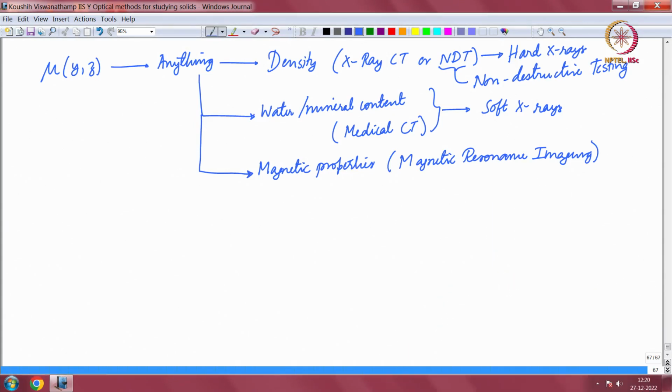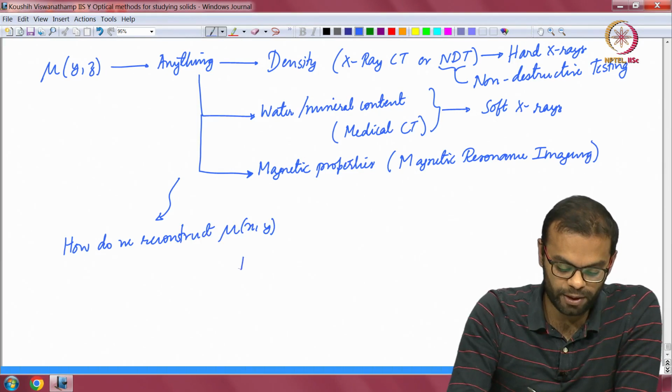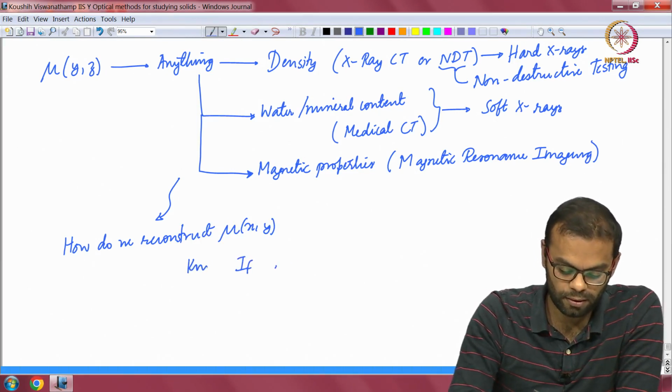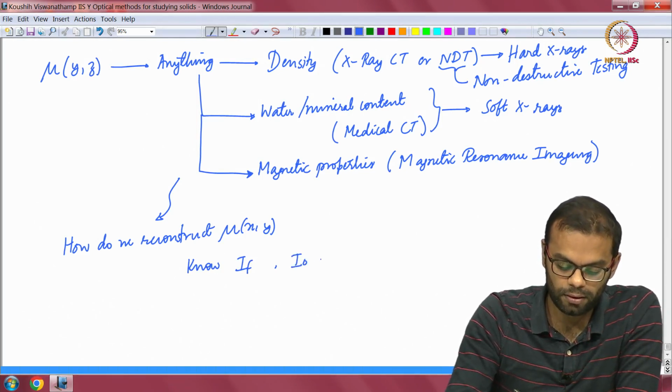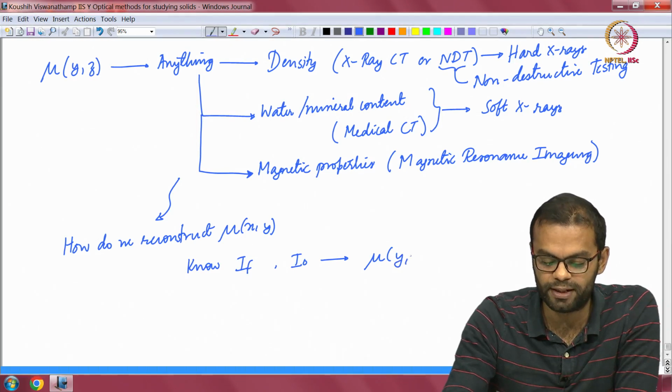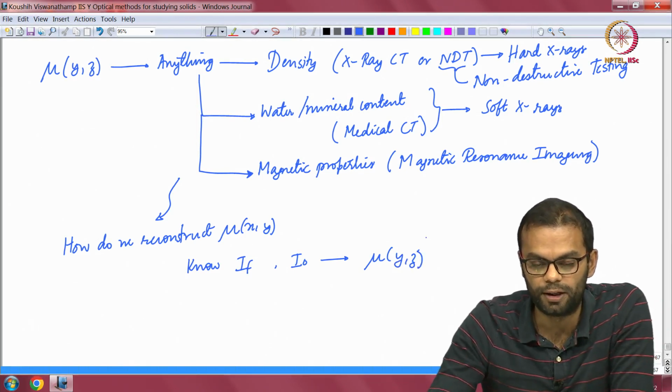So let us start looking at what we have to do to reconstruct mu of xy in general, right, irrespective of what it represents. We will just treat it as a mathematical quantity right now. We know that we are measuring IF, we know I naught, we want to use this to invert to get mu, that is basically our problem, yz or xy, whatever, some 2 coordinates in the plane.